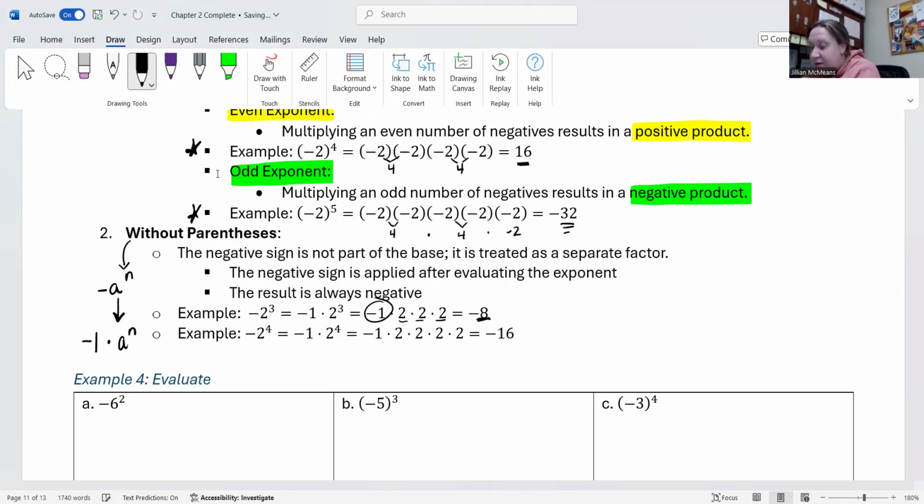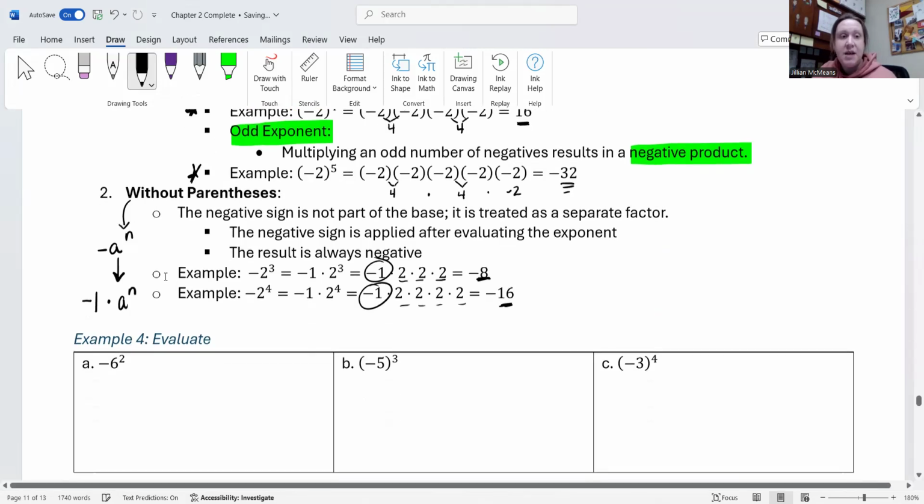Okay, next we have -2 to the 4th. Again, the negative is not inside parentheses, so I immediately rewrite this as -1 times 2 to the 4th. Well, 2 to the 4th is just 2 times 2 times 2 times 2. So 2 to the 4th is 16, but we have to take that 2 to the 4th and multiply it by -1, which gives us -16. Okay, so when you're dealing with a negative base, the only way to get a positive product is if the negative is inside parentheses and the exponent is even. Otherwise, these are going to be negative.